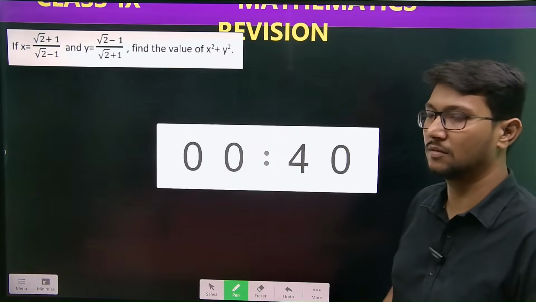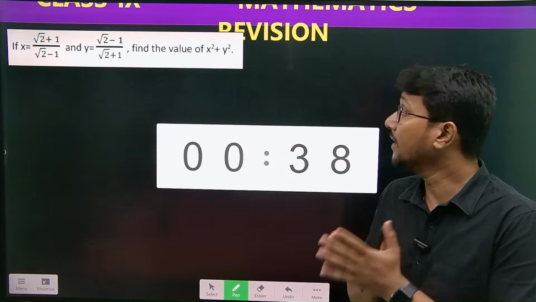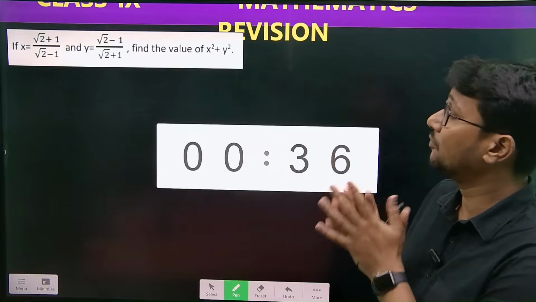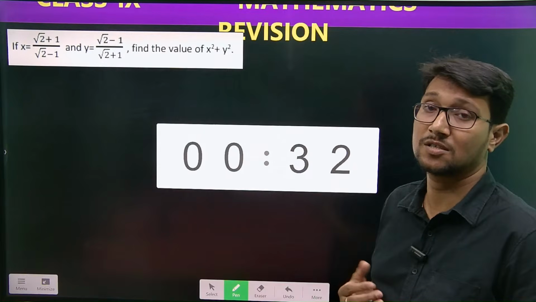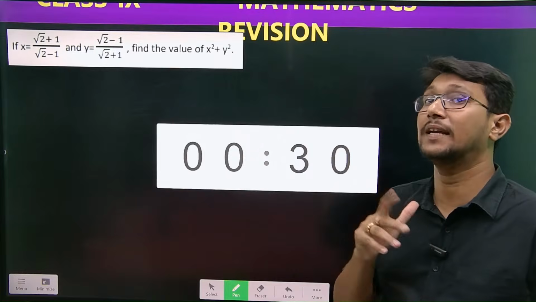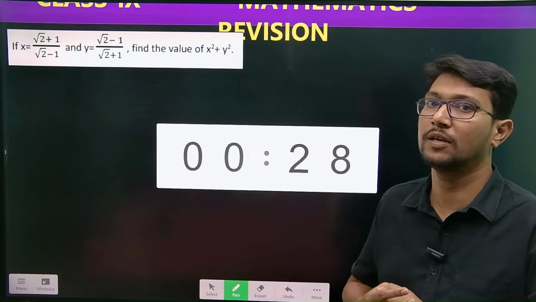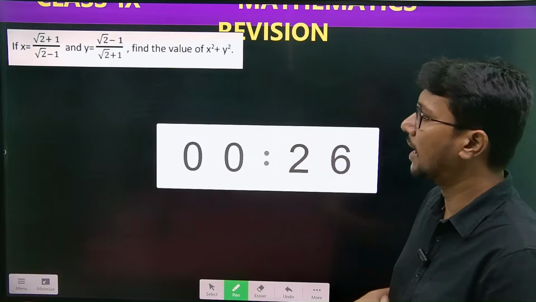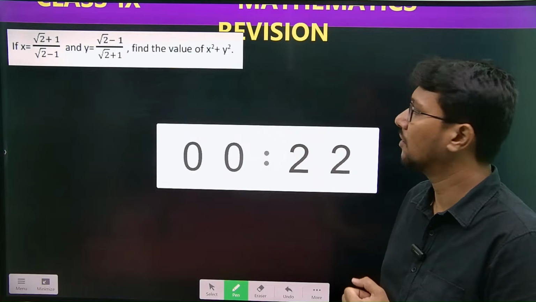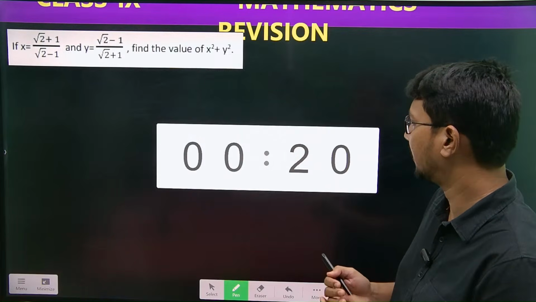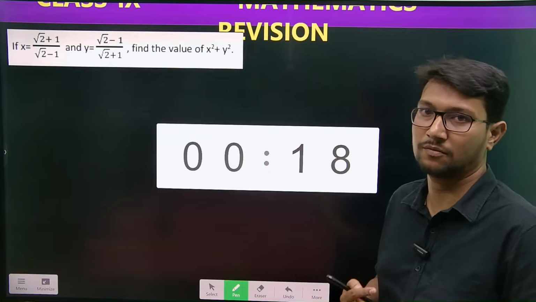Okay, are you solving? And बच्चों, we have to use the concept of rationalizing as well as somehow the algebraic identity we will use. I'll show you how. Okay, be ready. After the completion of time I will solve.